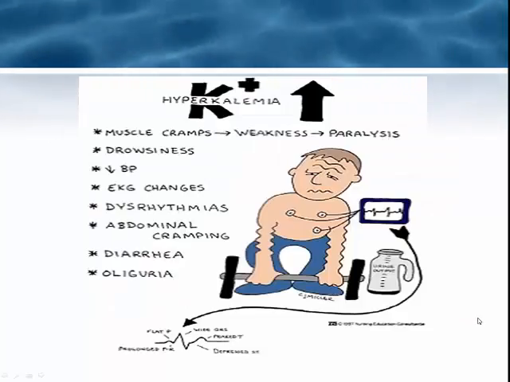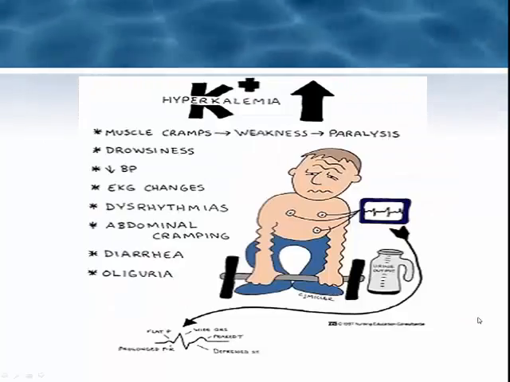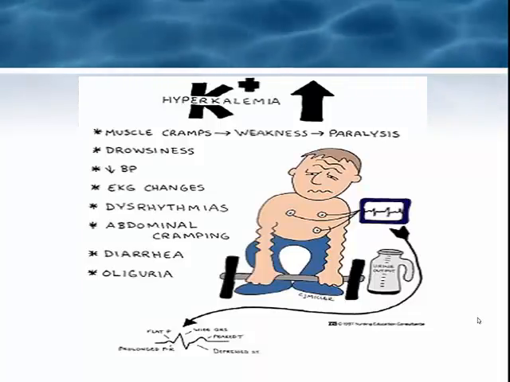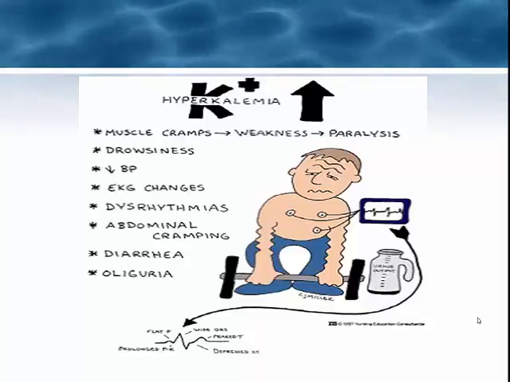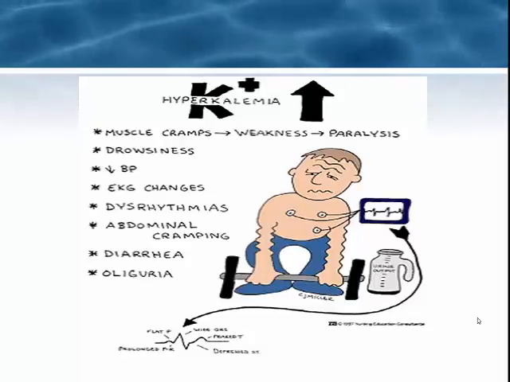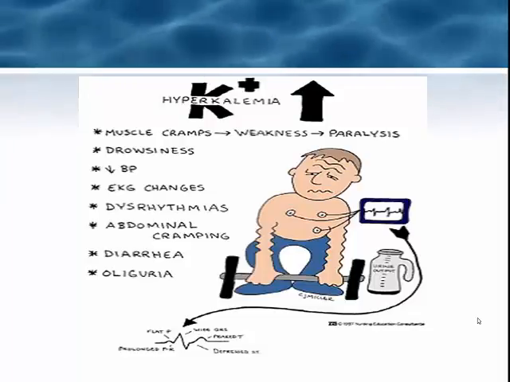So symptoms, again, we have silly pictures to help remember. Muscle cramps, weakness, and paralysis, drowsiness, decreased blood pressure, EKG changes. So if you can remember EKG and heart, as well as abdominal cramping, and then decreased urine output.